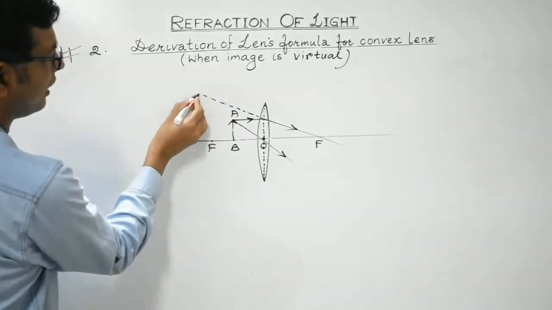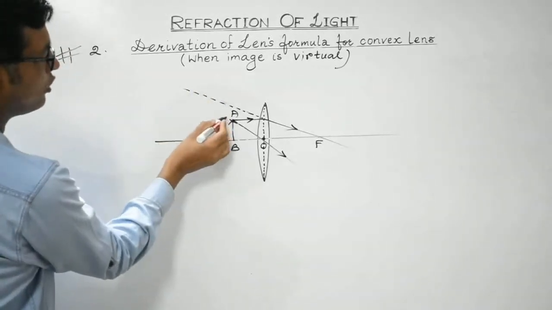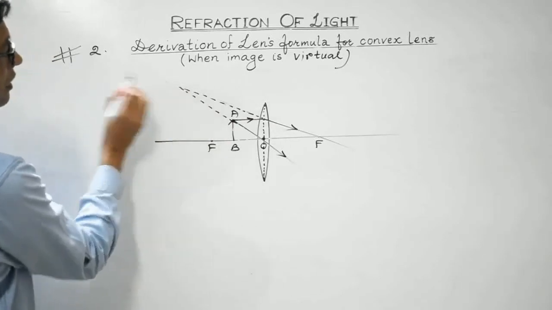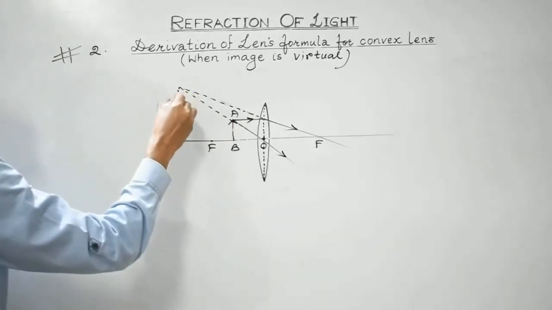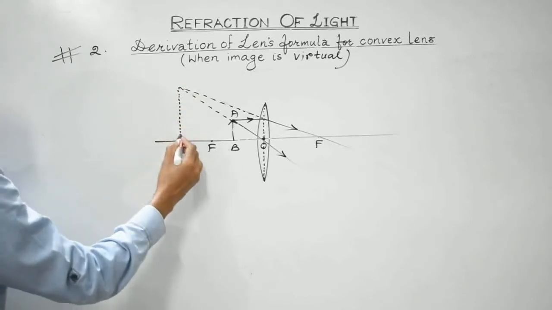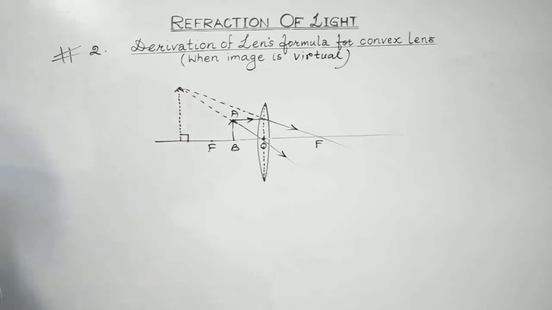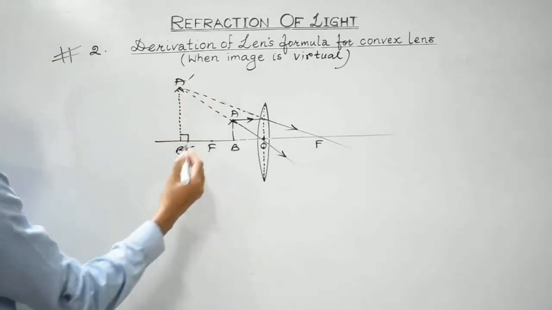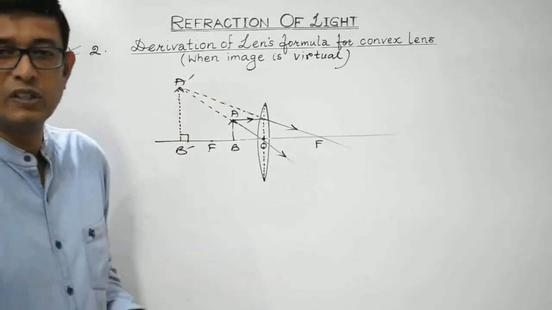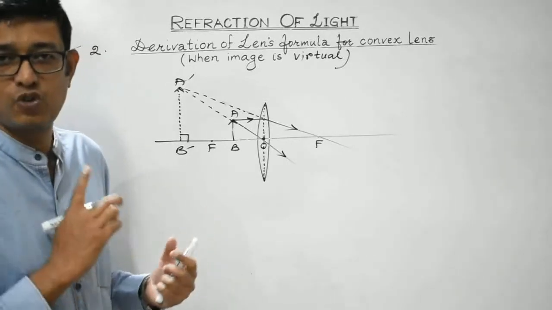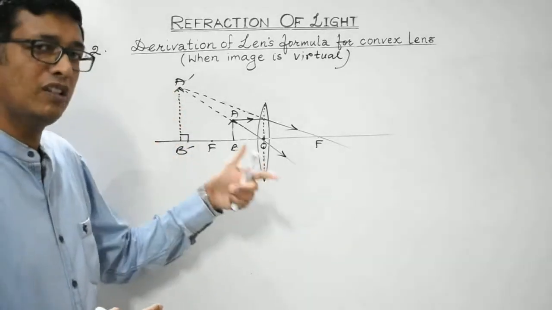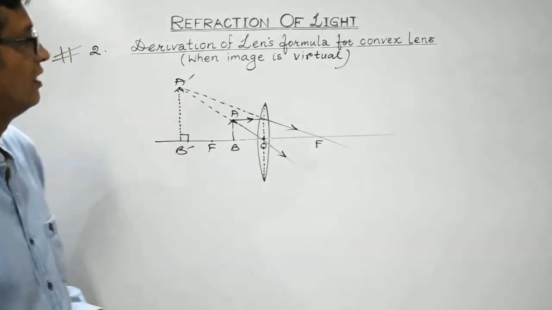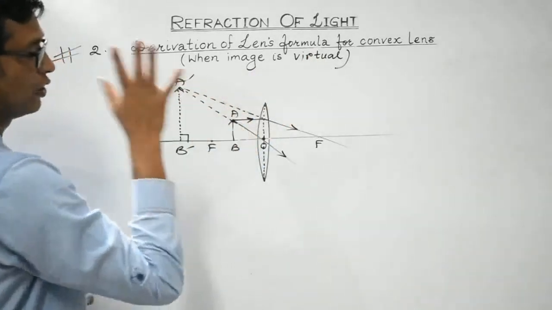So this is the case where the nature of the image obtained is virtual, like this. Here the image is formed. As I told you earlier, the intersection of two dotted lines will represent a virtual image. This is A dash, this is B dash. So students, what's the nature of the image? Virtual. It is erect, formed on the same side as that of the object, and it is magnified, right? So the nature of the image is virtual.